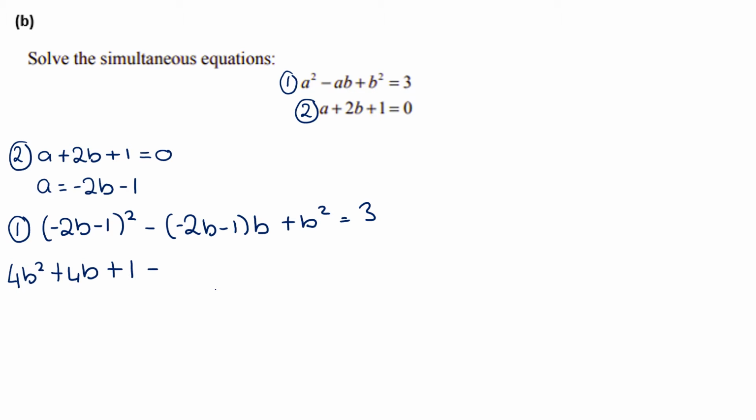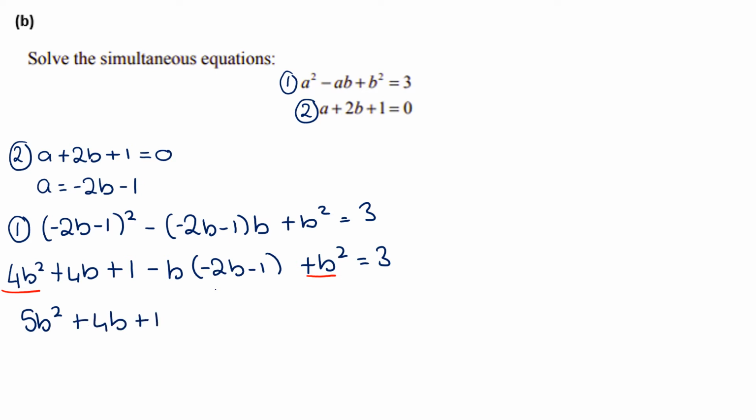Here, it may be easier to write this as minus b times minus 2b minus 1. Remember, the order of the multiplication doesn't matter, so if it's easier for you to write in a particular way, then do that. While we're doing that multiplication, I'm also going to add these b squareds. So I end up with 5b squared. I've nothing else I can tidy up right now, so I'm going to have a plus 4b plus 1, and then I multiply the minus b by this bracket. That gives me a plus 2b squared plus b, and I'll bring that 3 over, so minus 3 equals 0.